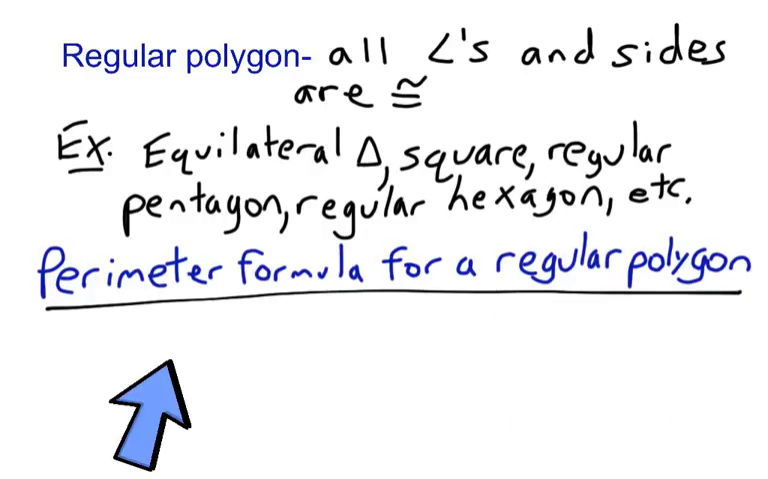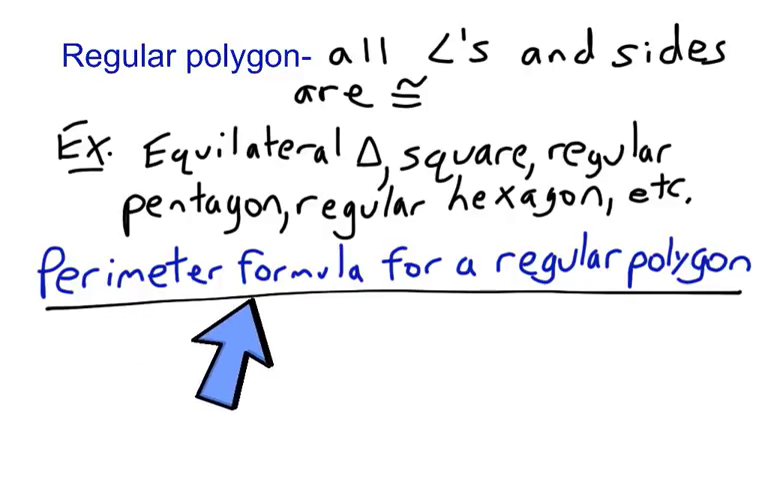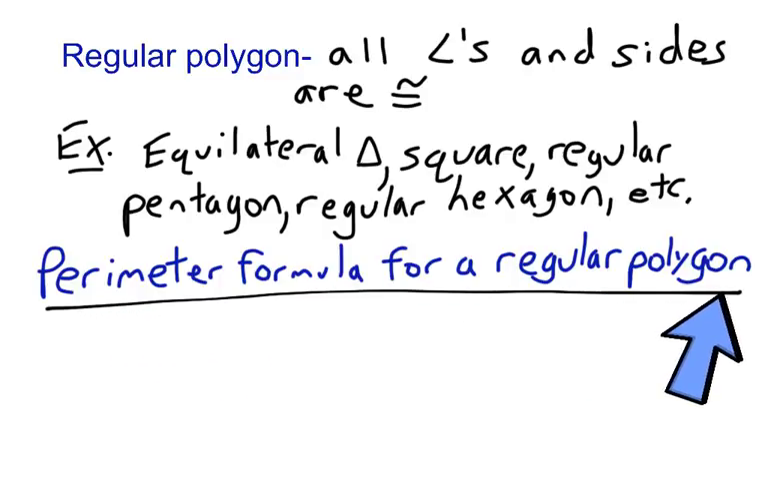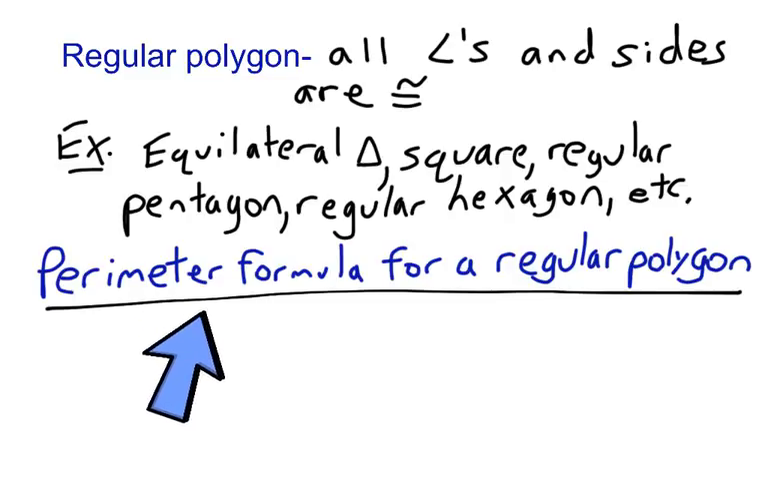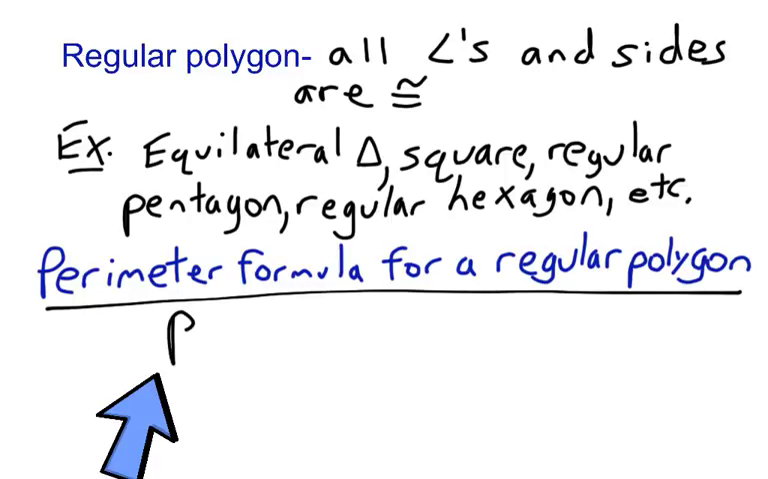Alright, the last thing we're going over is how do we find the perimeter for a regular polygon? There's got to be an easy way, right? Well, geez, you know all the sides are the same, so if you find one side, perimeter means just add them all up, then you can multiply that by the number of sides. So really it's just going to be capital P for perimeter equals the number of sides times the side length.